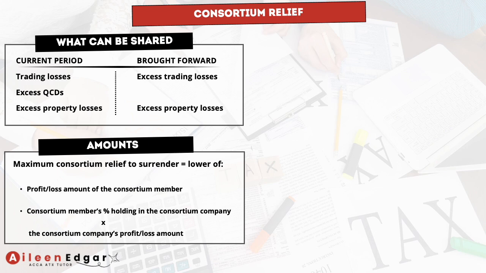The maximum amount of consortium relief that can be surrendered is the lower of the result of the consortium member and the percentage holding the consortium member that wants to take part in the relief has in the consortium company multiplied by the consortium company's result.